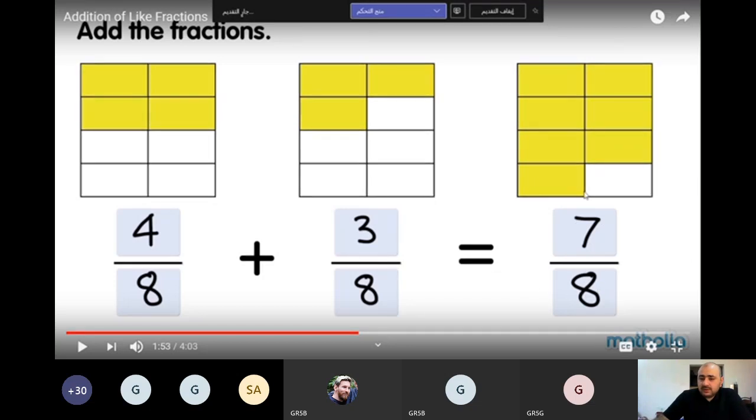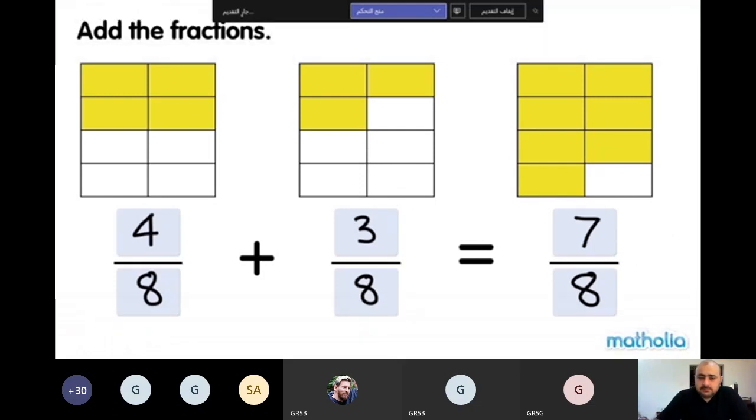So here we have a rule. If you want to add using the rule, the rule says when you have like fractions, what's the meaning of like fractions? It means they have the same denominator. Here 8 and here 8 means the same denominator. Just add the numerators. 4 plus 3 will be 7, and put here the same denominator. Continue. 4 eighths plus 3 eighths equals 7 eighths.